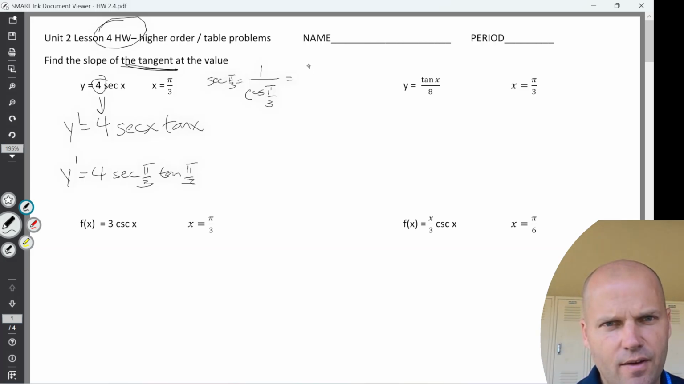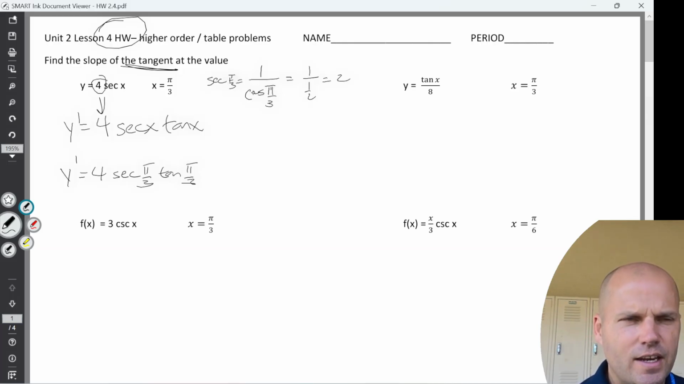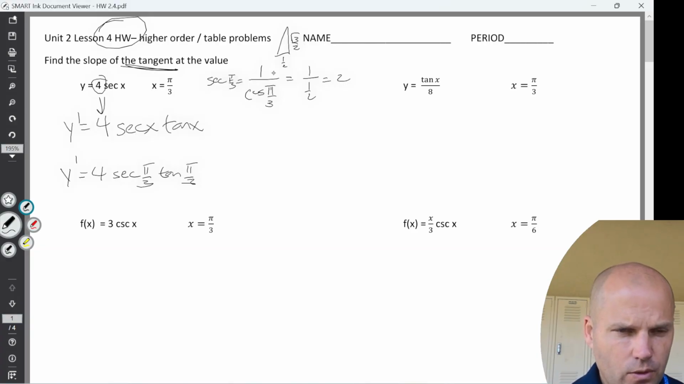Cosine of pi over 3 is a half. So I get 2. Now, how do I know that? Not because I memorized it. I thought of my pi over 3 triangle. I remember the short side is the cosine here. The tangent of pi over 3 is the opposite over the adjacent of my pi over 3. So that's root 3 over 2 divided by a half, which is root 3. So I have 4 times 2 times root 3.